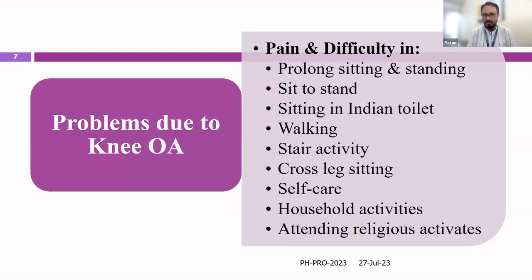This next problem is very typical to Indians: sitting in the Indian toilets. If someone is using Western toilets, this problem may not be there. But most of India is dominated by rural areas. So still now, the toilet system is one of the big problems in India. So still people use the Indian setup of toilet, they will have problems in sitting down and even getting out from the toileting position.